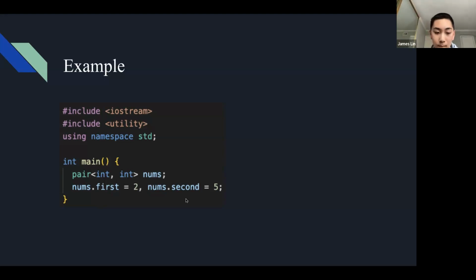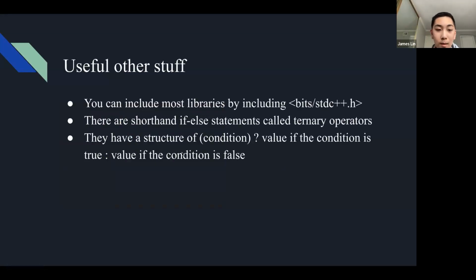It just has two, yeah, two to pair. Okay. Wait, why am I already here? Here's some other useful stuff. You can include most libraries with bits slash std c++.h. This is the thing I was talking about earlier. Almost all libraries are included by this, so you don't have to have 50 include lines at the beginning just to make sure you don't have to change it later to add stuff.